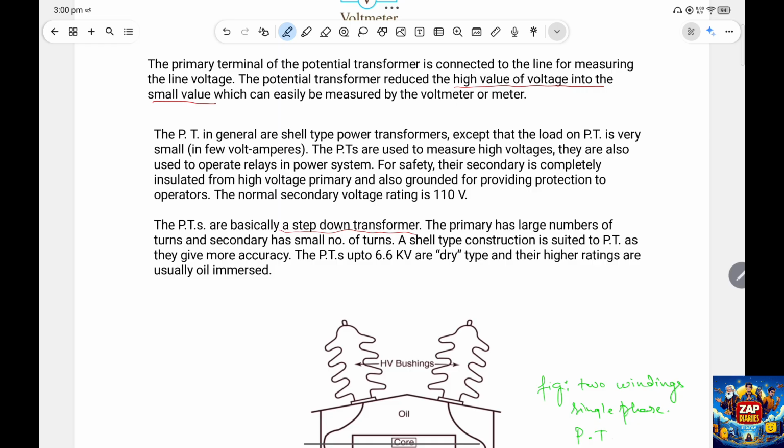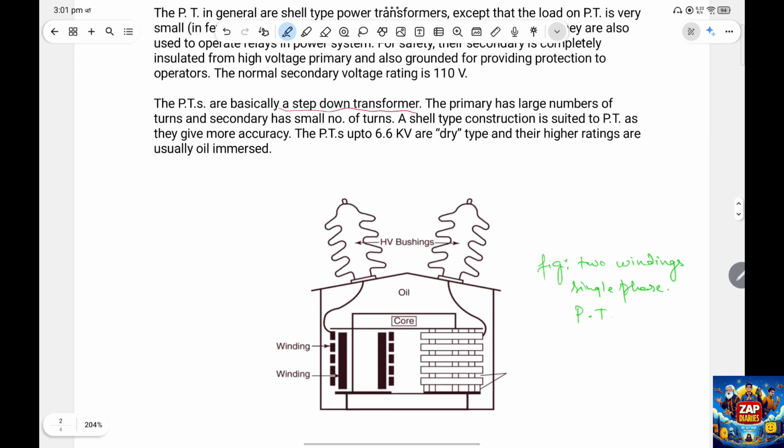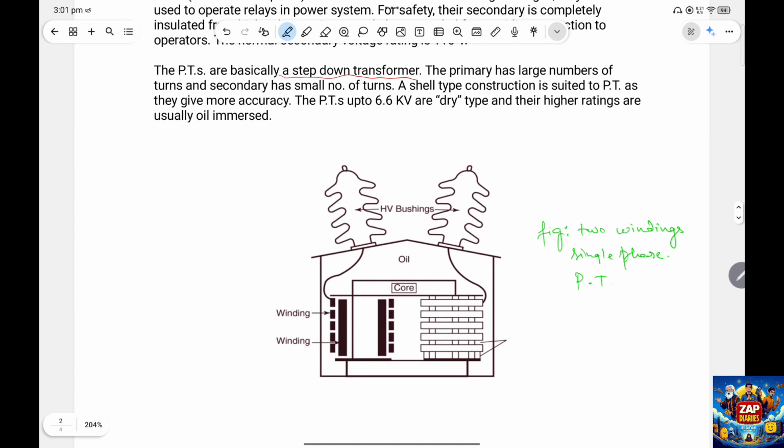The PTs up to about 6.6 kV are dry type transformers, and if you take PTs of higher rating, more than 6.6 kV, these are usually oil immersed for cooling purposes. We already know we have three types of cooling: the dry one, the oil one, and the forced air one.